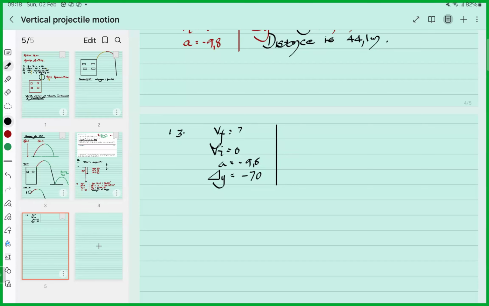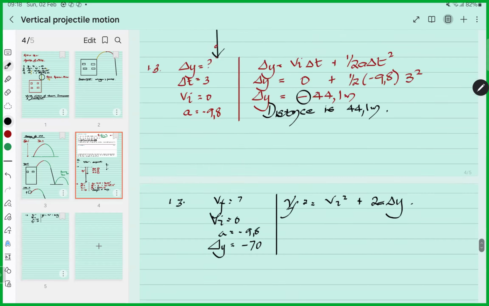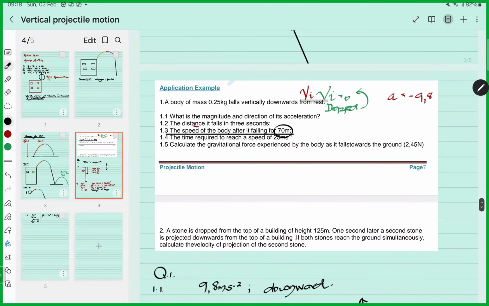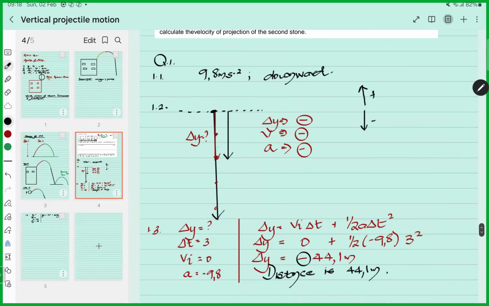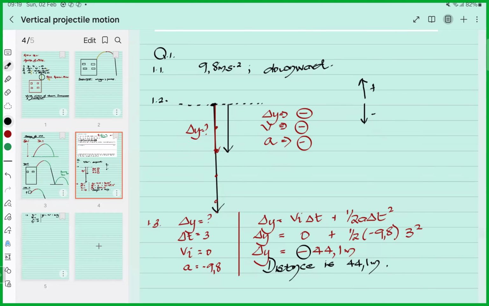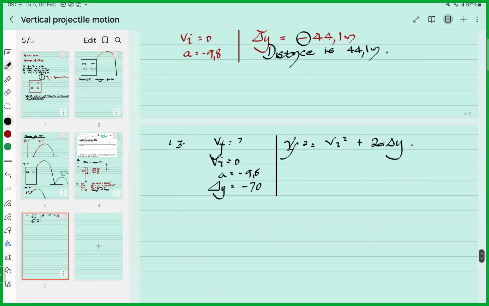Would it be VF squared is equal to VI squared plus 2A delta Y? Correct. Now, before we answer this, I want to explain something about the use of the calculator here. As I said, all your velocities going down are going to be negative. But there's a tendency amongst learners to put a positive answer. Why? Because the calculator doesn't give you the negative answer all the time. I'll explain why.